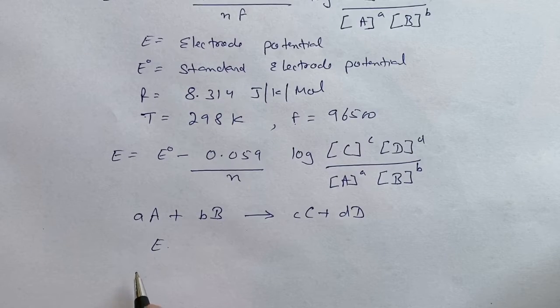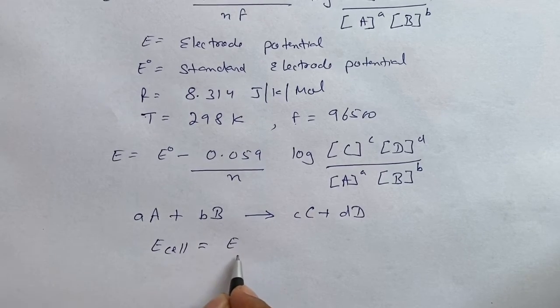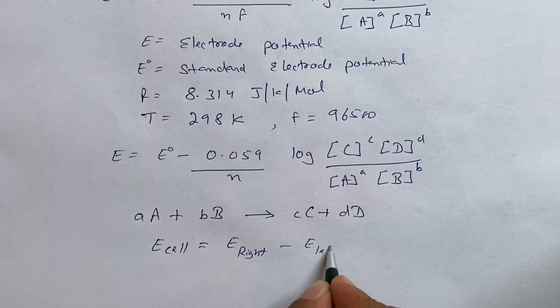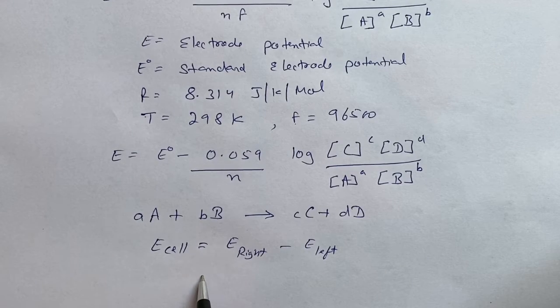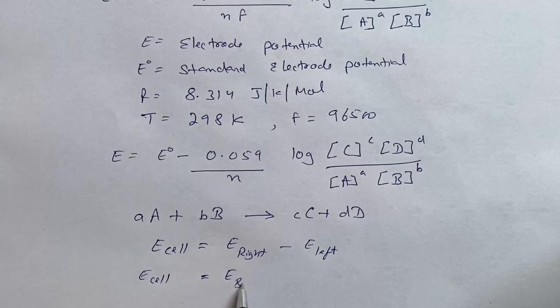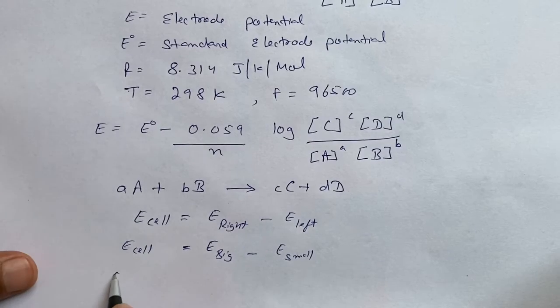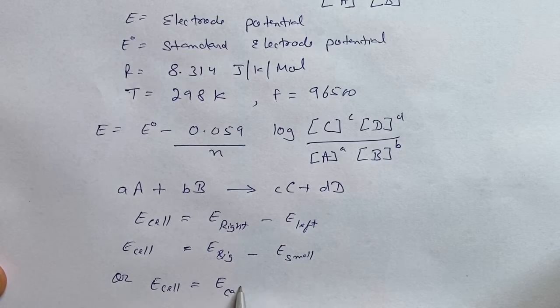Another formula for measuring the EMF of the cell is E cell equals E right minus E left. I will give you a simple and easy explanation. You just remember E cell equals E big value minus E small value, or the basic formula is E cell equals E cathode minus E anode.